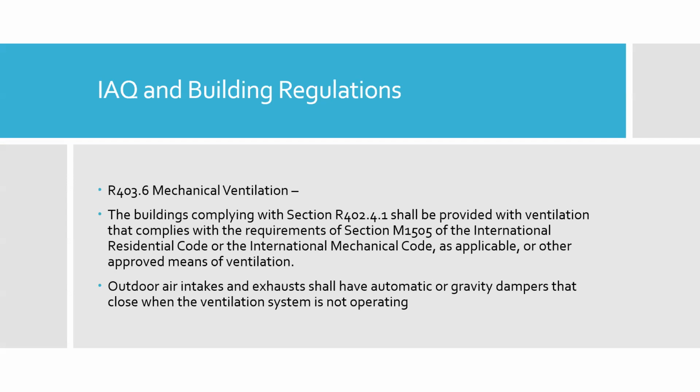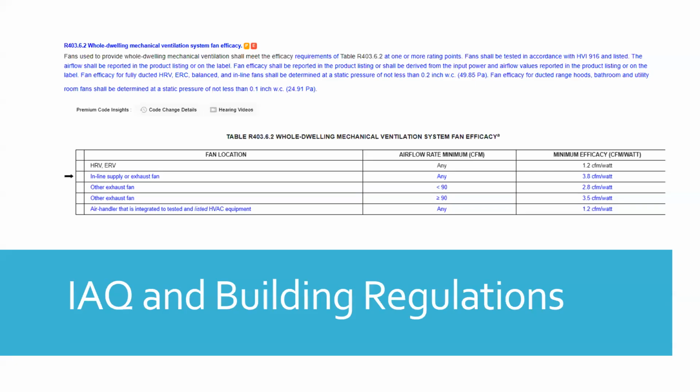So outdoor air intakes and exhaust shall have an automatic or gravity damper that closes when the ventilation system is not operating. We've talked about this before in previous slides. Even though mechanical ventilation is now required, the code also now dictates that the fan system being used to draw air in or out must also be energy efficient. So this table shows the different types of mechanical ventilation. We've looked at it before in the past. It's the efficacy requirements of each of those systems.